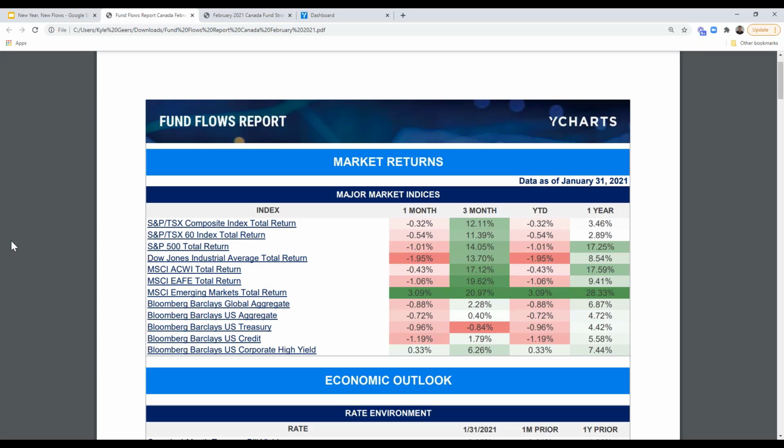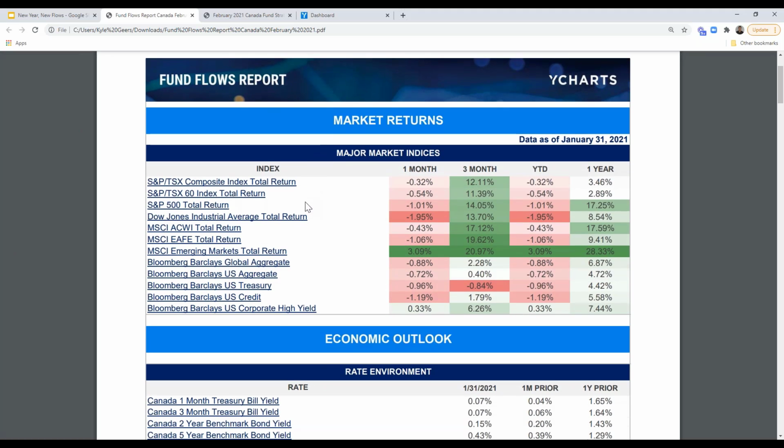The fund flow reports are exclusive and not everybody receives them, which is why they are not hosted directly on the site. All clients do receive the report via email around the 15th of each month for the prior month's flows. The reason being, we have to ensure that every last fund and ETF has reported its flows in full to ensure accurate data.